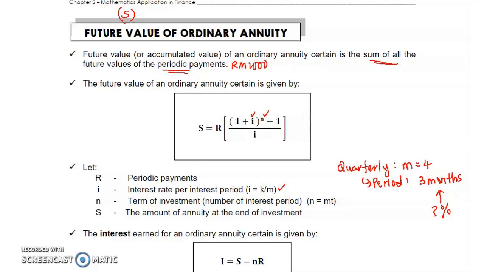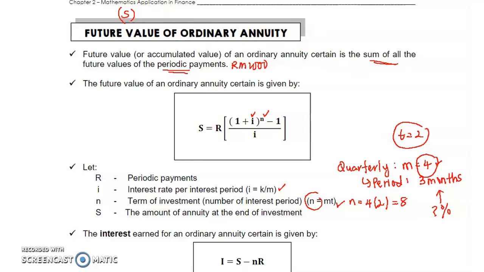N is still the same, the term of investment or term of borrowing, which is the number of interest periods. So N equals M times T. Let's say you need to pay on a quarterly basis for 2 years. Within 1 year, we calculate interest 4 times. If your investment or borrowing period is 2 years, then within 2 years, how many times do we calculate interest? N equals 4 times 2, which is equal to 8. So that is value N, the term of investment or number of interest periods.